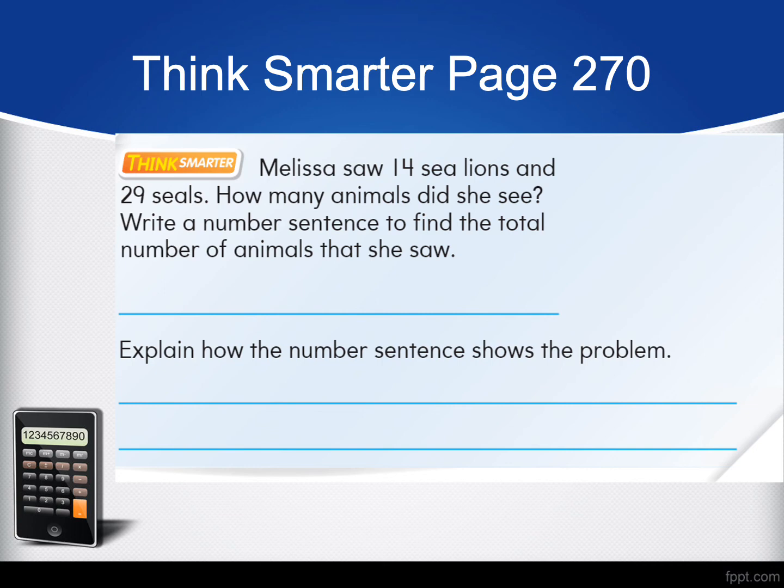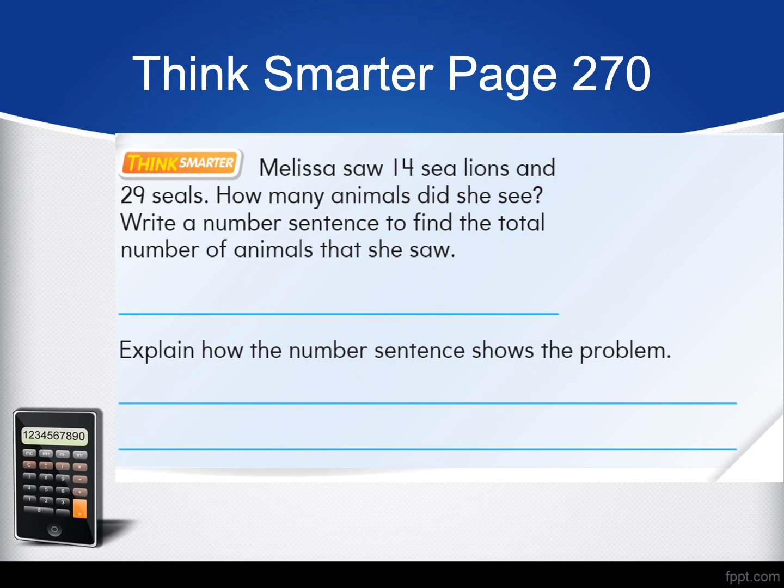So looking at the first part of the question, children, I want you to understand that clearly it's an addition problem and not a subtraction problem, because here it talks about how many animals did she see in all. It does not say that Melissa gave some animals to someone, or kept some animals away from a set of sea lions. No. So she saw some animals and we want to know the total number of animals that she saw, right?